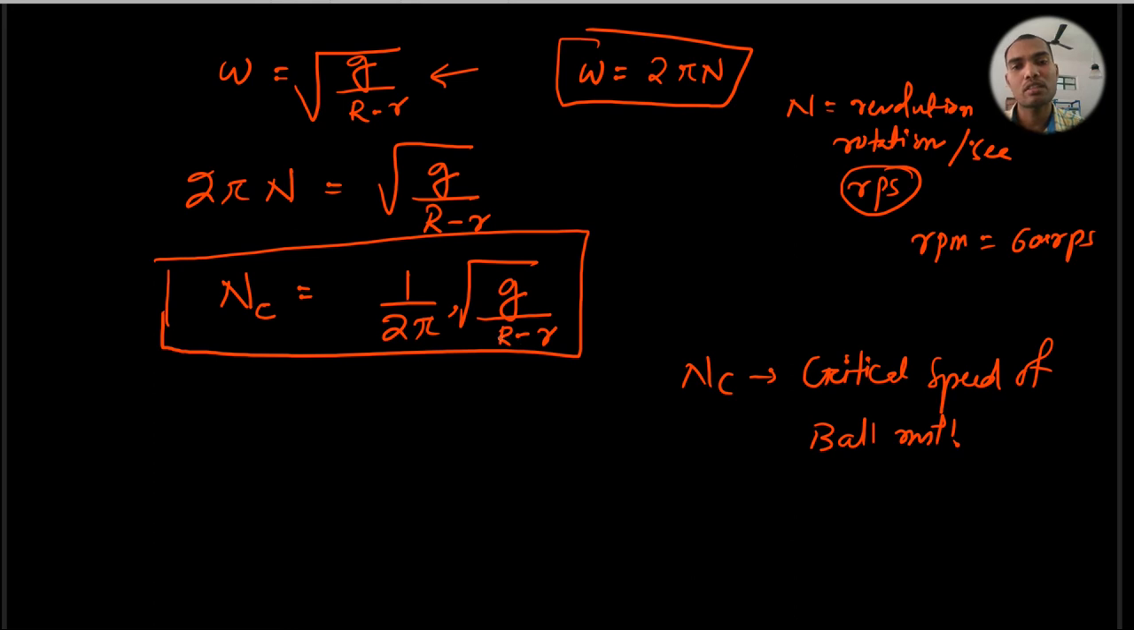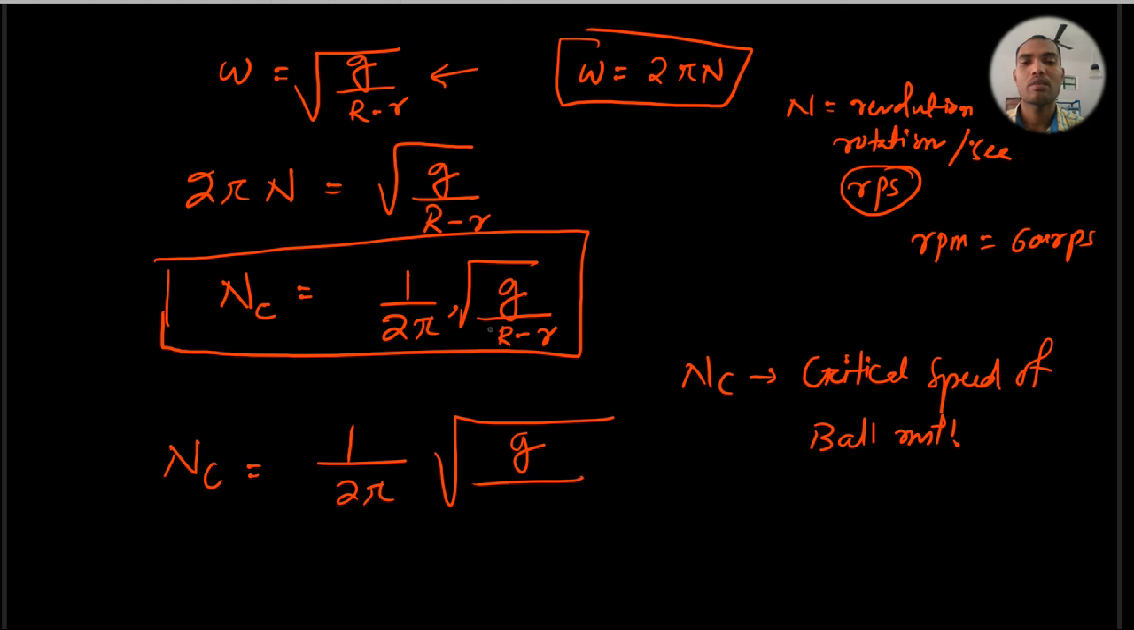Now if the diameter of the balls and diameter of the shell are given, we can always replace this radius with diameter. So we can write NC is equal to 1 by 2 pi into under root of g divided by capital D by 2 minus small d by 2, or else we can write it as critical speed equal to 1 by 2 pi under root of 2 into g by capital D minus small d.